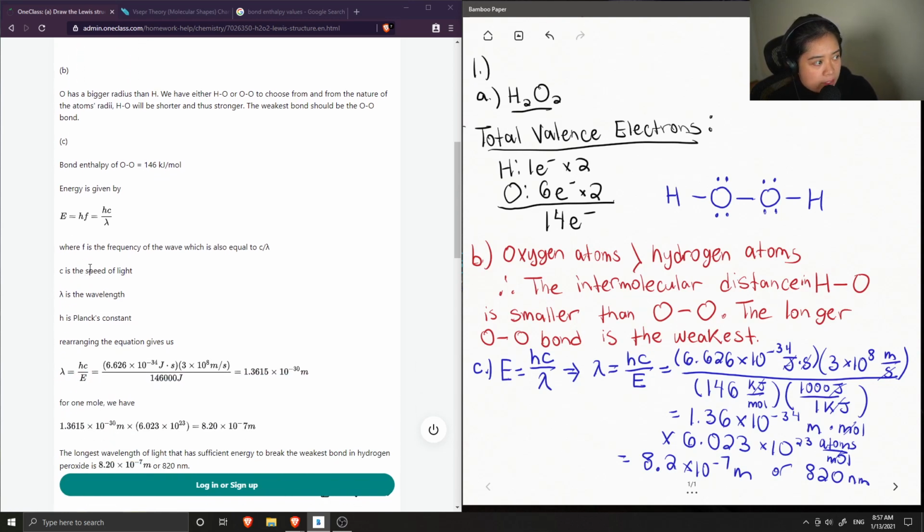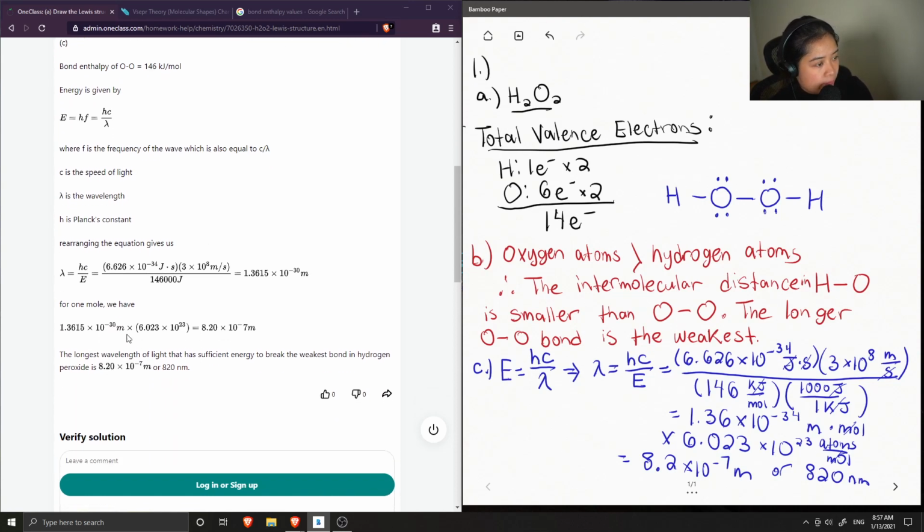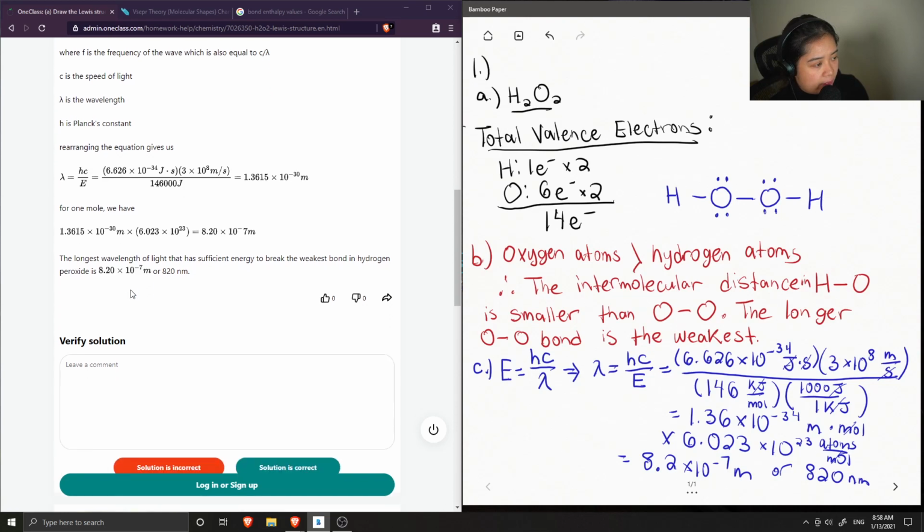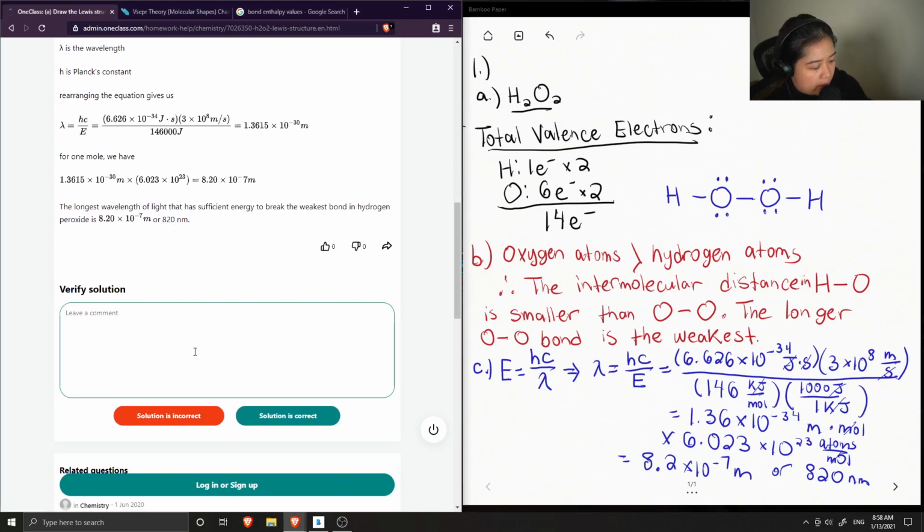Okay, so for part C, they wrote the bond enthalpy of the oxygen-oxygen bond and got 146, and they showed their energy equation. Okay, so they plugged it into the equation, multiplied that value by Planck's constant and Avogadro's number, and also got 820 nanometers. So this solution is correct.